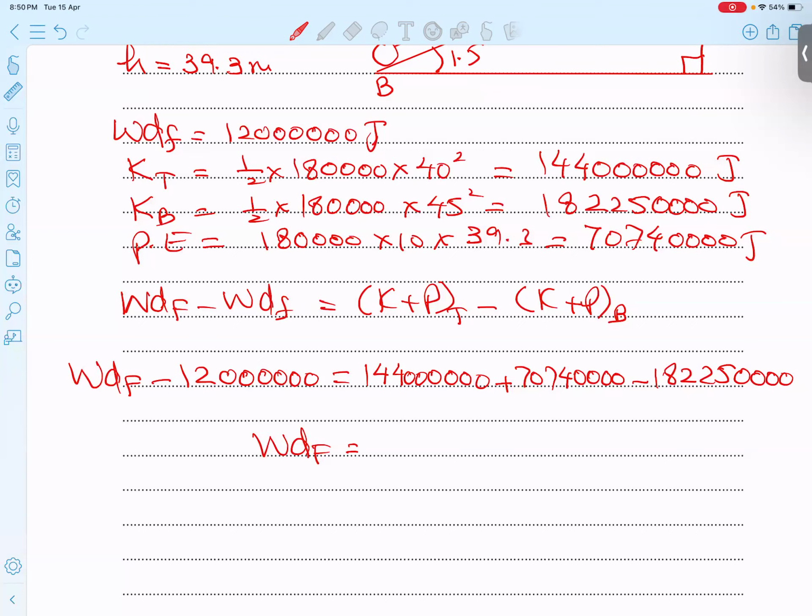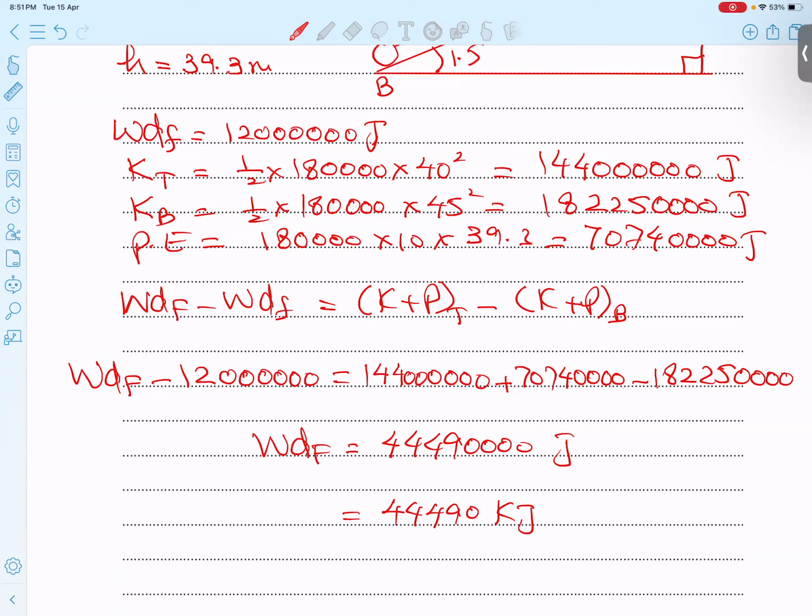So plus 7, 0, 7, 4, and 4 zeros, and minus 1, 8, 2, 2, 5, and 4 zeros, and plus 1, 2, 1, 2, 3, 4, 5, 6. Yes, it turns out to be 4, 4, 4, 9, and 4 zeros, joules. So 3, kilojoules we need, so it jumps 3. So we're getting 44490 kilojoules.